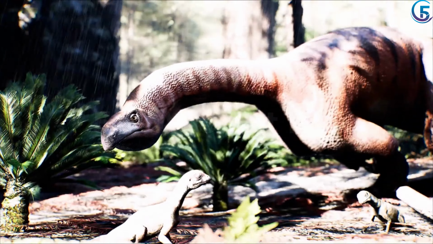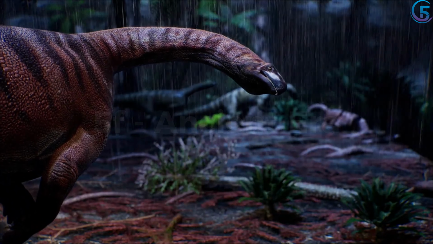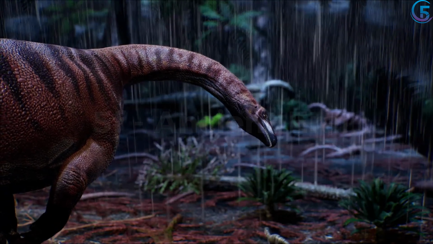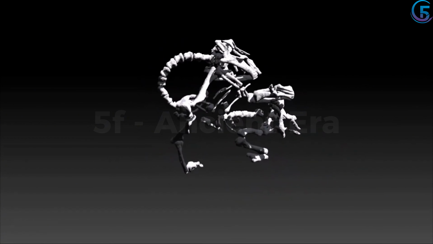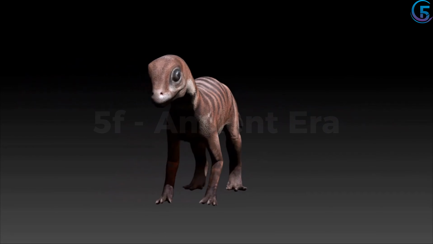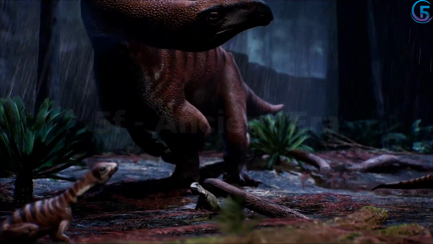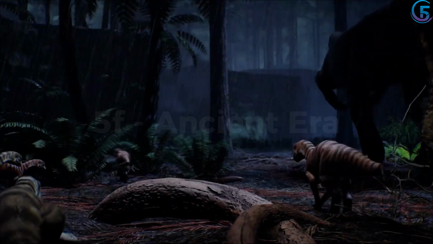These survival strategies, combined with their physical adaptations and ecological versatility, enabled dinosaurs to dominate the terrestrial ecosystems of the Triassic period. By the end of this era, dinosaurs had outcompeted many rival groups, setting the stage for their reign as the undisputed rulers of the Mesozoic era.